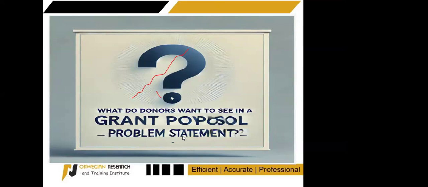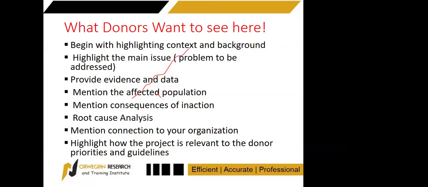That's good. So please, let us move on so that we can see what is in the next slide. Let us move now. Okay, here is what donors want to see. Number one, begin with highlighting context and background. Highlight the problem as the second paragraph. Provide evidence and data if possible, mixed, both qualitative and quantitative. Start with quantitative, back it up with the qualitative.